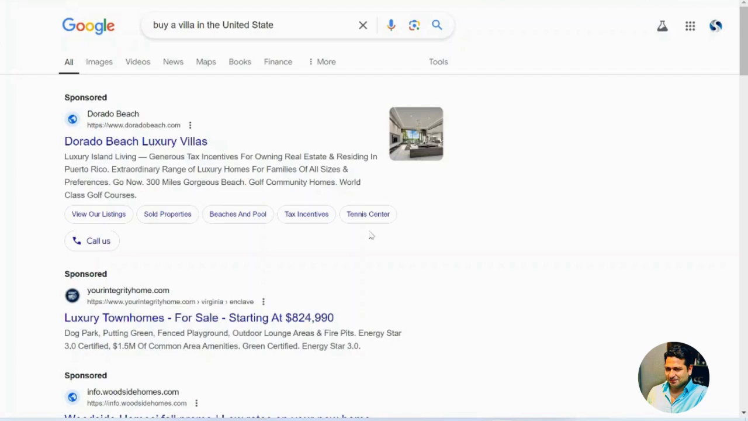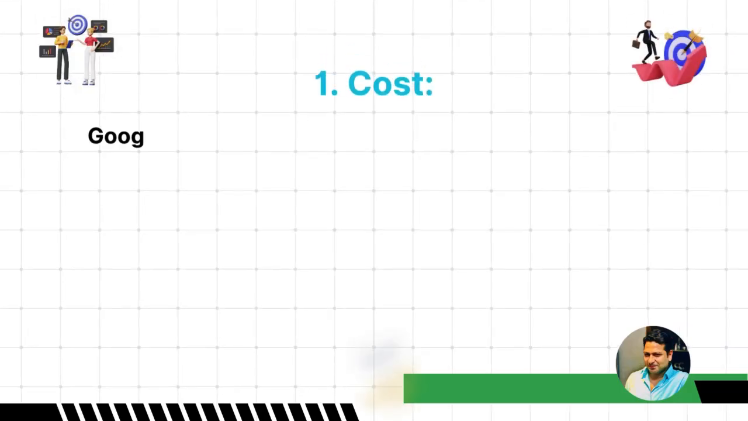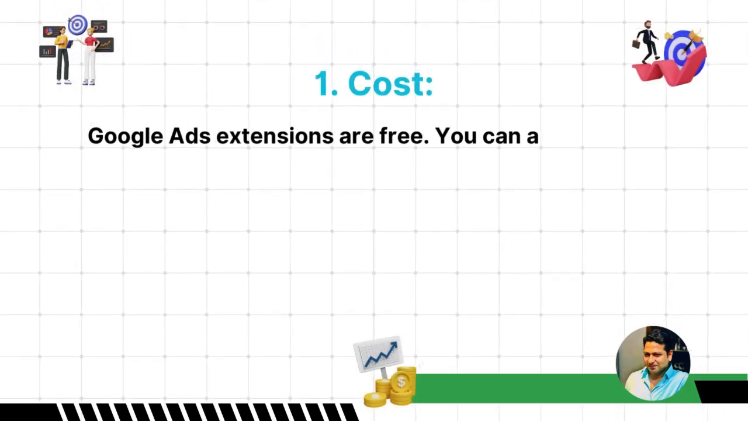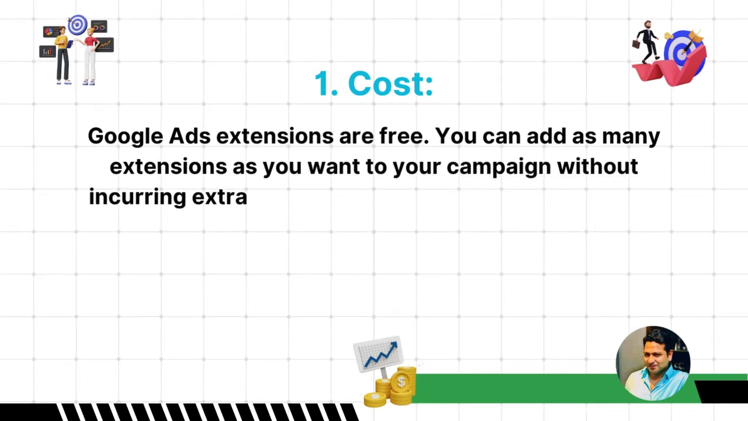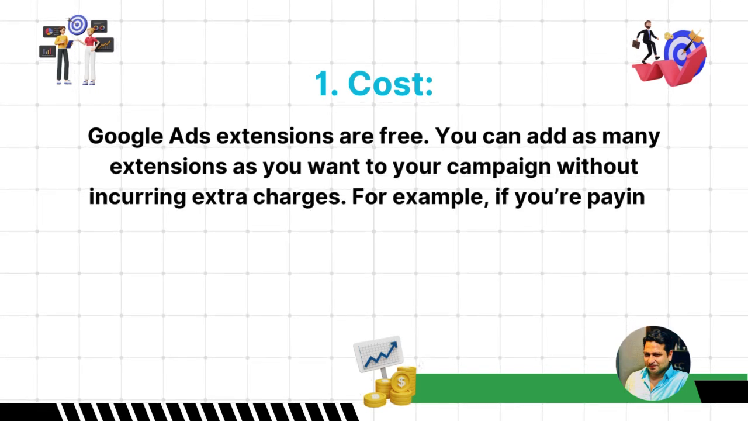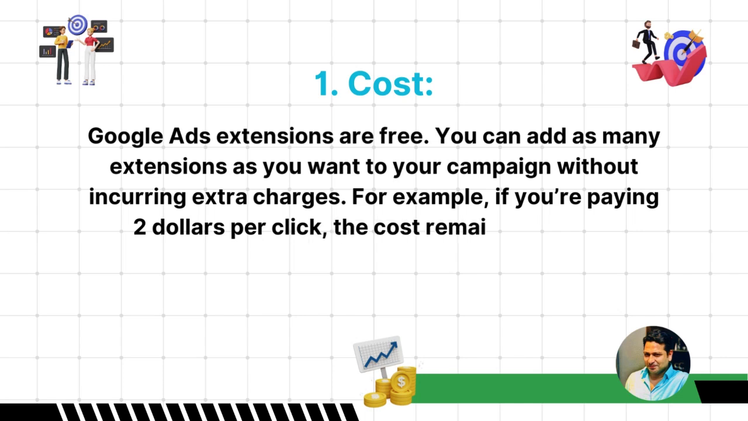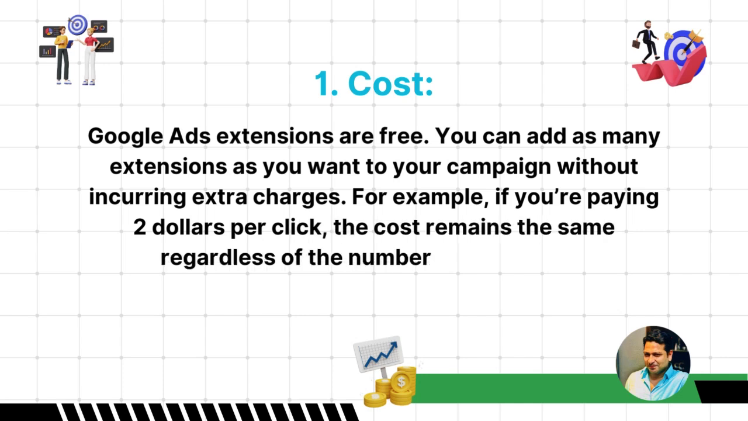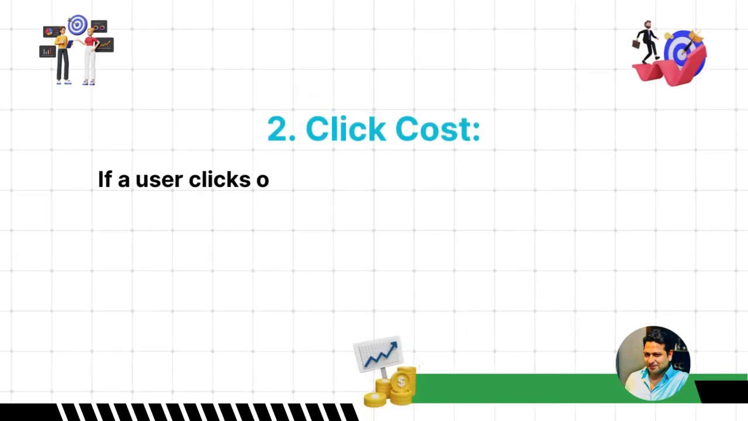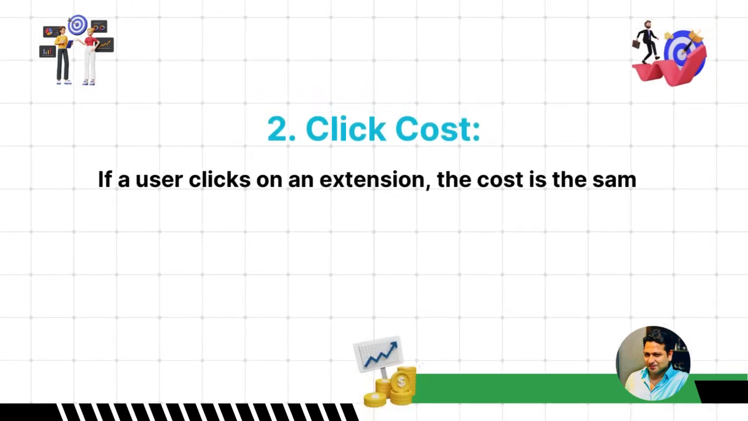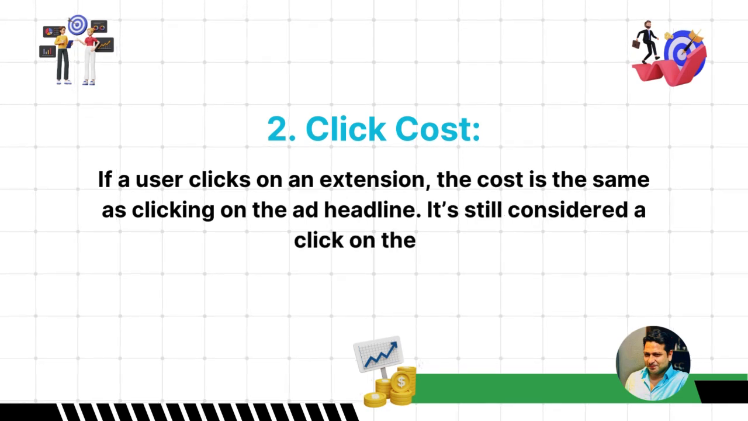There are a few key points to remember about Google Ads extensions. 1. Cost. Google Ads extensions are free. You can add as many extensions as you want to your campaign without incurring extra charges. For example, if you're paying $2 per click, the cost remains the same regardless of the number of extensions. 2. Click costs. If a user clicks on an extension, the cost is the same as clicking on the ad headline. It's still considered a click on the ad.